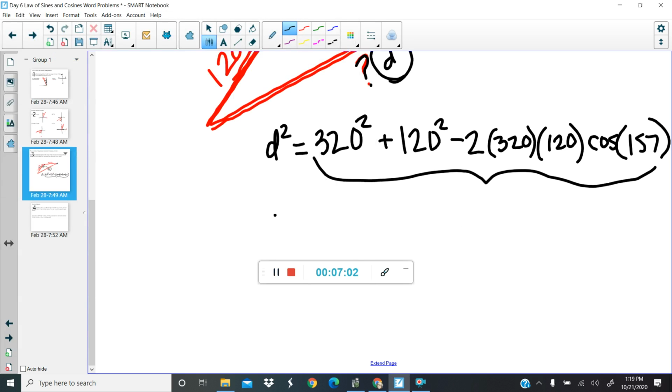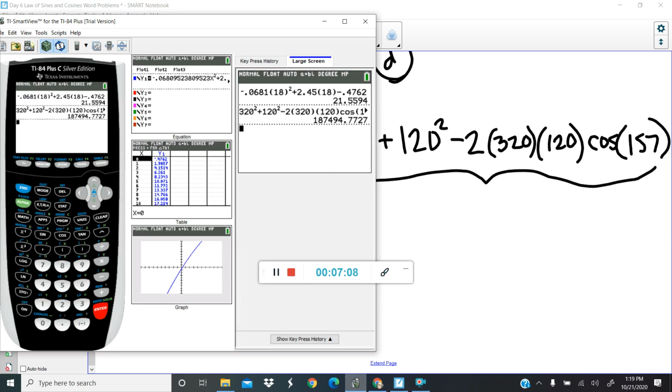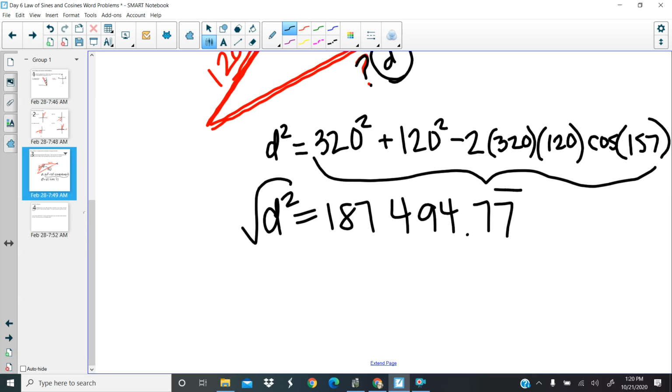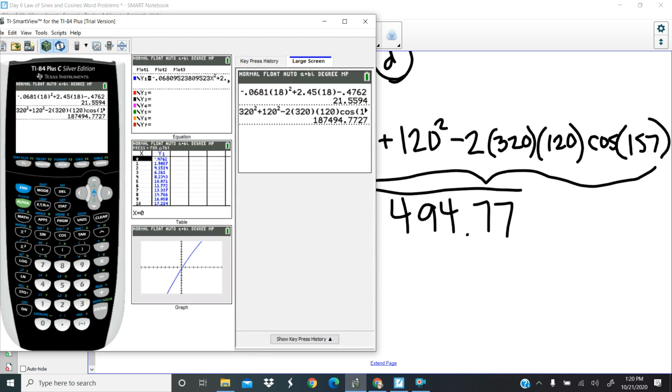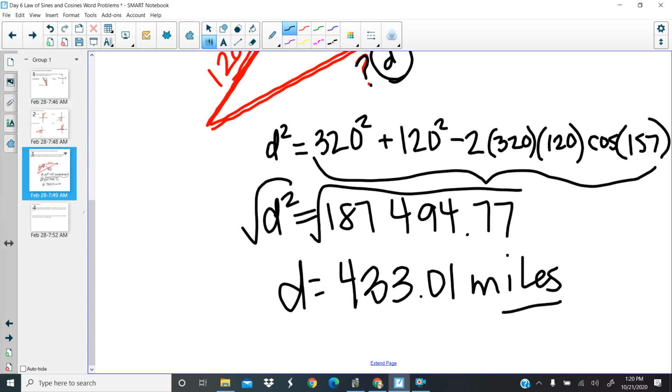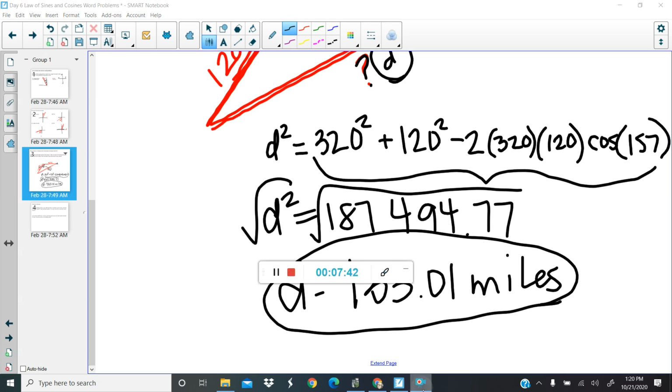Okay, so I got that all of that is 187,494.77. So that was D squared. And so then to finish solving for D, I'm just going to take the square root of both sides, and the distance would be the square root of my answer, which is 433.006 miles. So we're going to say 433.01. Or if you just rounded it to 433, then that would be okay. And that would be my distance from the airport.